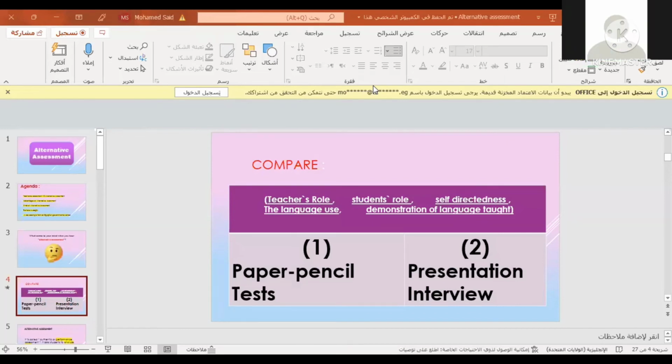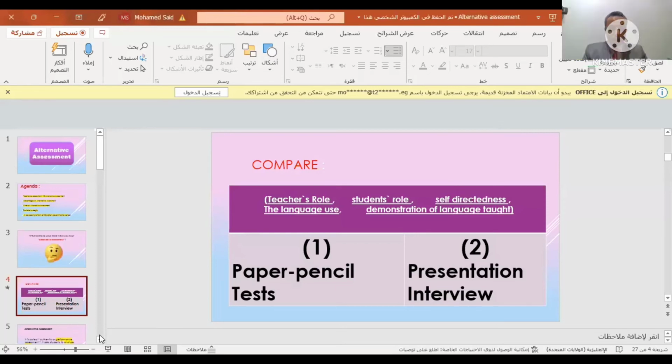I want to talk about another point. I think that the paper pencil tests deal only with the cognitive part, while presentations and interviews deal with the skills. Excellent. Do you mean that the paper pencil test shows knowledge about the language? Yes, only knowledge. But in presentations and interviews, we deal with the skills and the attitude. This is a point, the ability of the student. Yes. Well done, dear. Thank you. Okay, Mr. Mohammed, thank you. Thanks a lot.